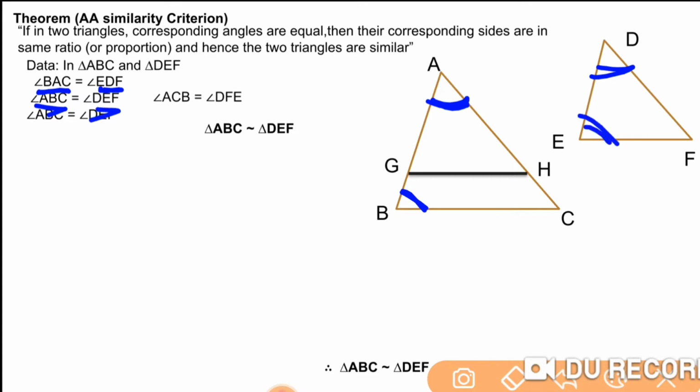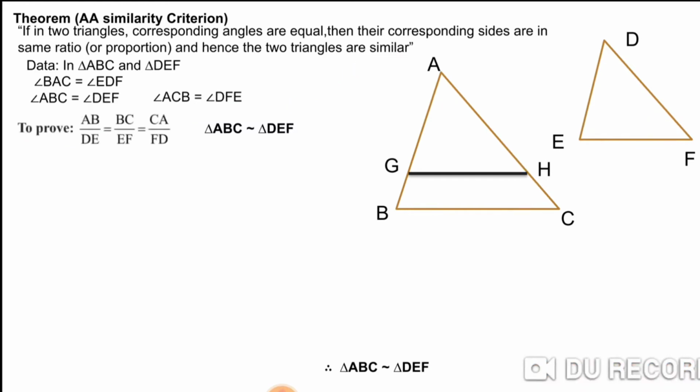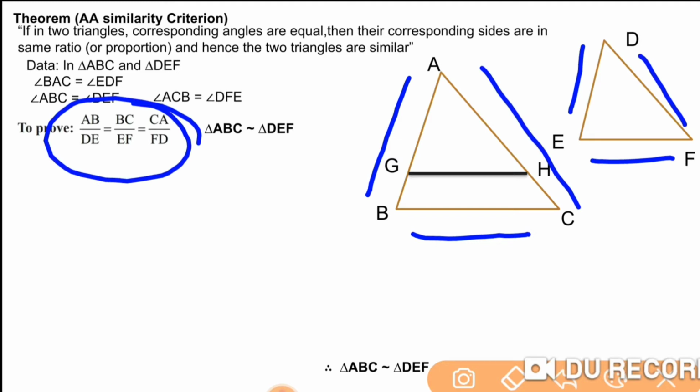DEF means this angle. Similarly, angle A is equal to D and B is equal to E, that is in the given data. And the last statement, angle ACB, this angle, is equal to this angle. If this is the given data, what do I need to prove? AB's corresponding side is DE, BC's corresponding side is EF, and AC's corresponding side is DF. These corresponding side ratios are equal, and then the two triangles become similar. This is what I need to prove.